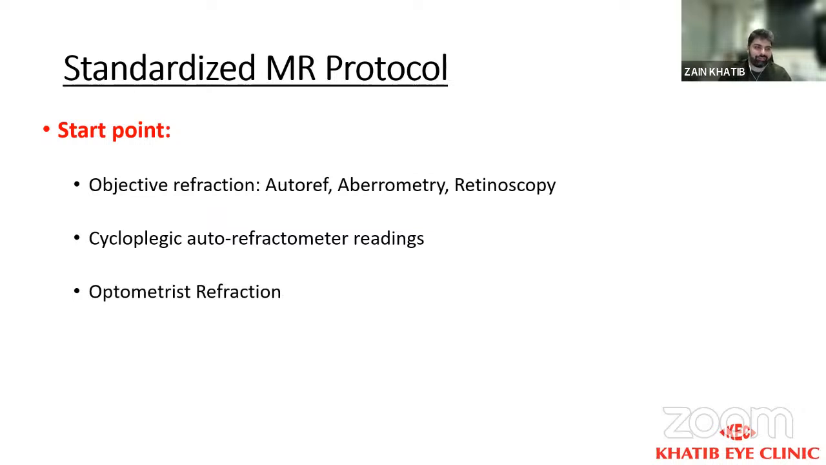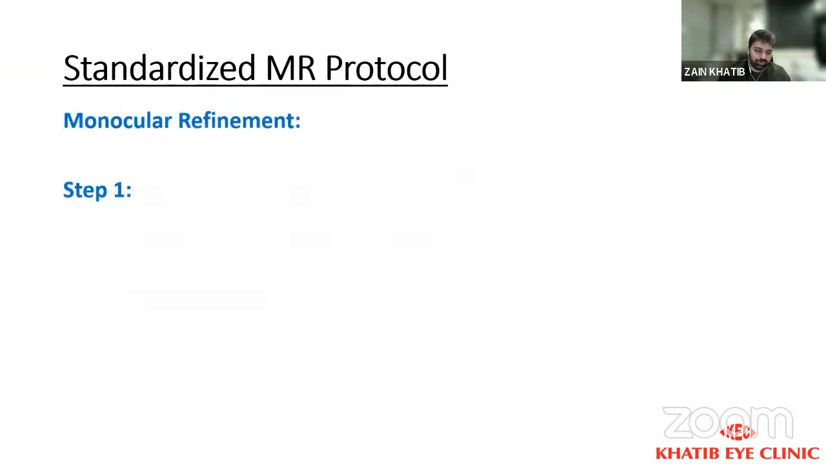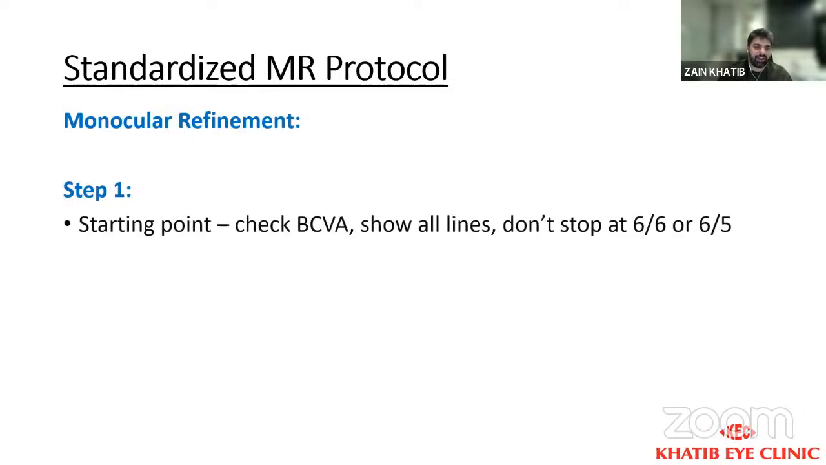Once you have that refraction in the trial frame, you go to your first step: for each eye you do your monocular refinement. With the starting point, you check what is the best corrected vision. If you have the LED chart, you show all the lines from top to bottom. It's important not to ask the patient only to read till 6 by 6 or 6 by 5 specifically. You should encourage them to read till whichever line your chart can show, if you have 6 by 4, 6 by 3, because distances may not always be fixed. You may not always have a 6 meter. So till whatever smallest line they can see, you should ask them to check, and then you should start.